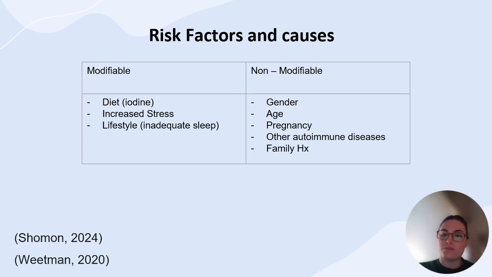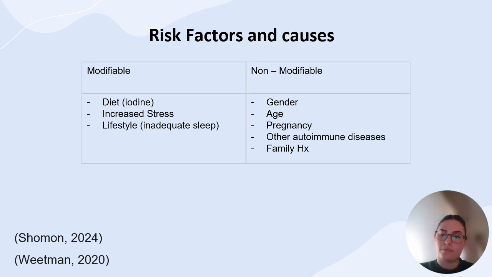Now let's explore some of the non-modifiable risk factors and causes of Hashimoto's. The first non-modifiable risk factor is similar to many autoimmune diseases. Thyroid dysfunction is more common in women than men. The female predominance is attributed to sex differences in our immune function. Hashimoto's is a progressive disease over time and with age, which is why a lot of people don't present with symptoms until around 30 to 50 years of age.